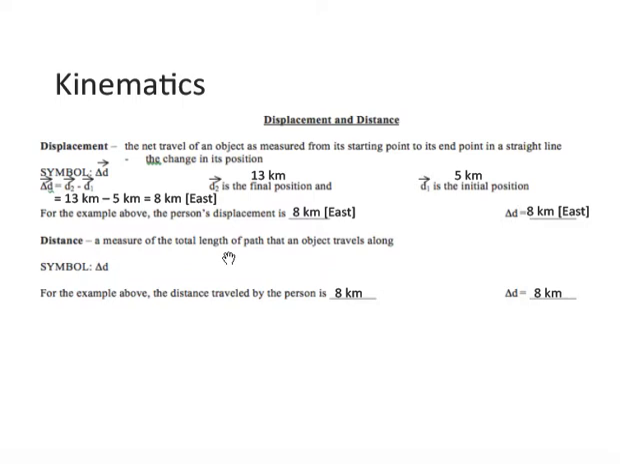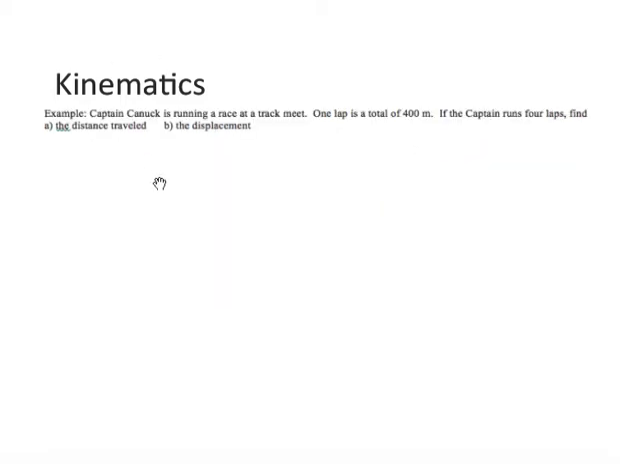Distance is a measure of the total length of the path that an object travels along. They seem similar, and yet there are slight differences. Let's look at an example.